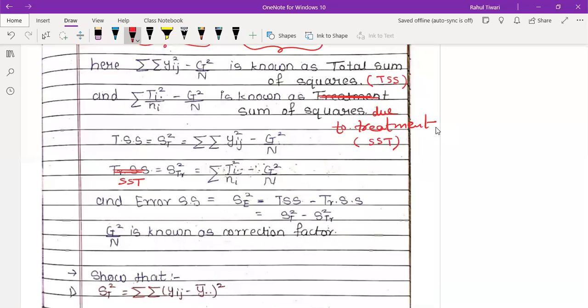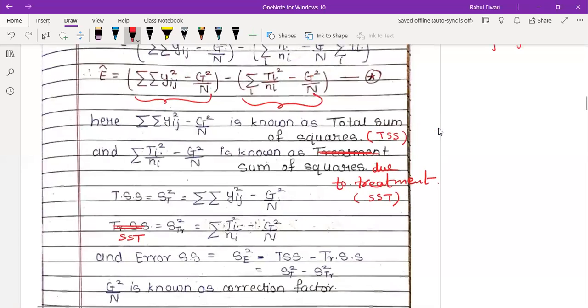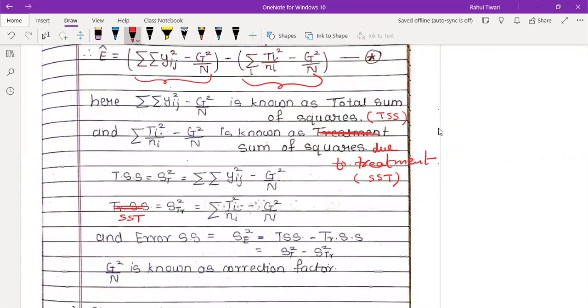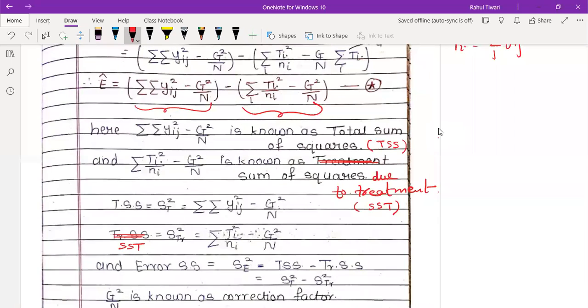So SST can also be written as S squared suffix treatment, meaning sum of square due to treatment. The first one is the total sum of square. The second one is your treatment sum of square. You can just remember that. And if you are willing to take the error part, it will be the difference of these two parts. So what is error in this case? This minus this is called error. And you already know, if I open the bracket, this will get cancelled, and we are left with this minus this. On the basis of that, one can obtain the values of ESS.